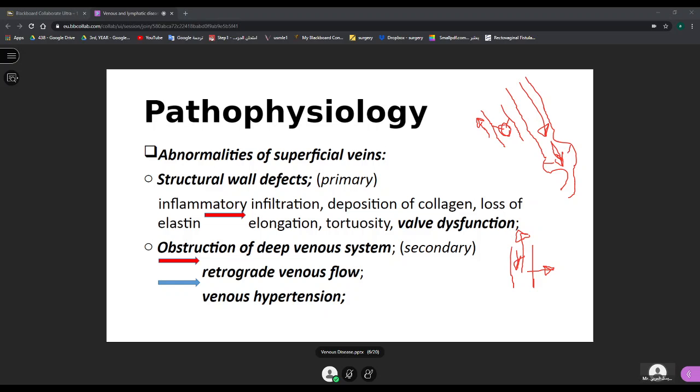Venous suction of the heart. Yeah, you mean the respiratory pump? Yes. During inspiration and respiration, this will accelerate the flow from down to upwards. Yes. What else?